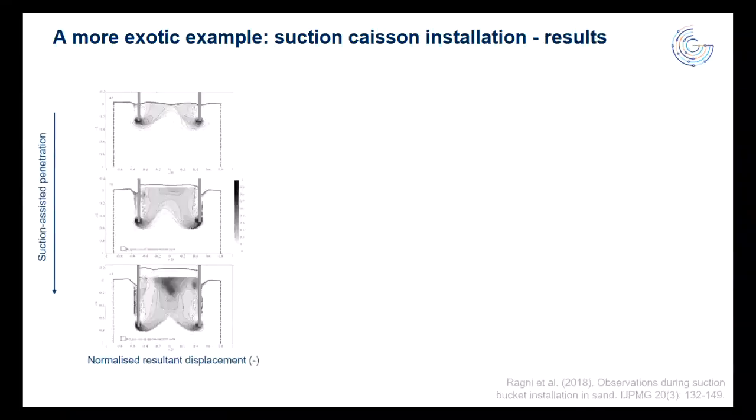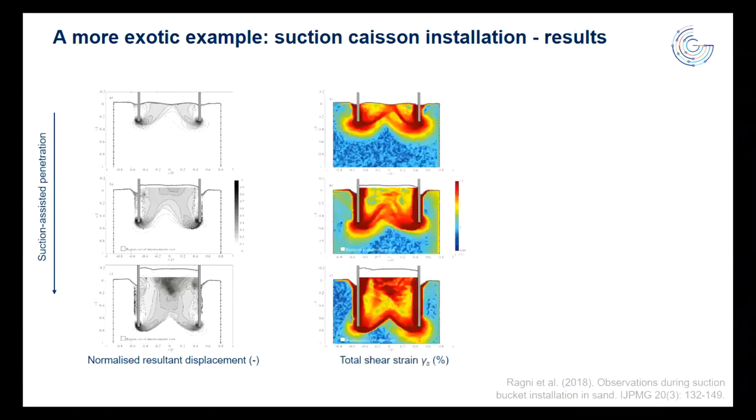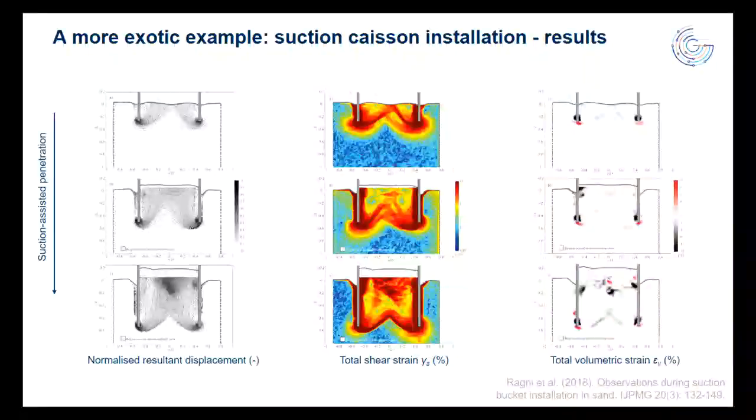Here's an example of some of the results you can get from these measurements. On the left, you can see the progression of the normalized resultant displacements that come from the vectorial displacements we've calculated within the image sequence. We can then take derivatives of that displacement field and get some measure of strain. In this case, it's the total accumulated shear strain. And you can also look at the volumetric strain here. So you can see areas in this sand that are both dilating and contracting as this suction caisson is effectively pulled in by the underpressure beneath the top cap of the caisson.